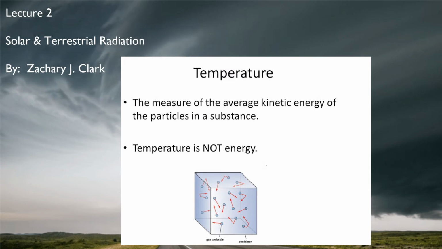Let's take a look at temperature. So temperature is a measure of the average kinetic energy of all the atoms or molecules of a substance. Adding heat to a substance raises its temperature, and subtracting heat will lower its temperature. And temperature is actually not energy.